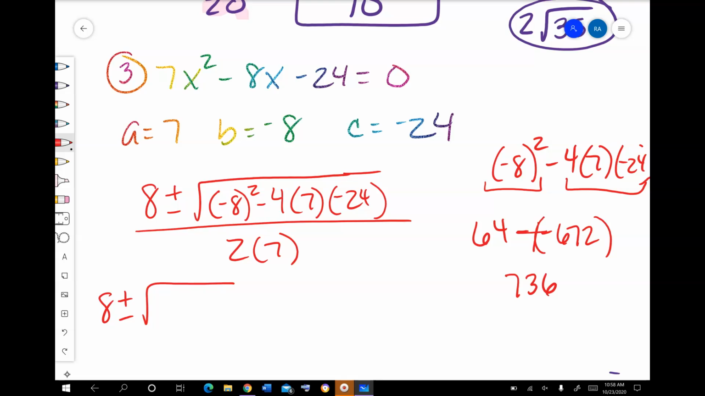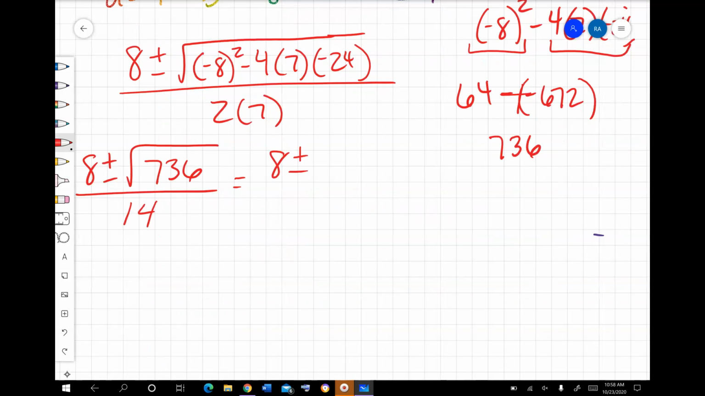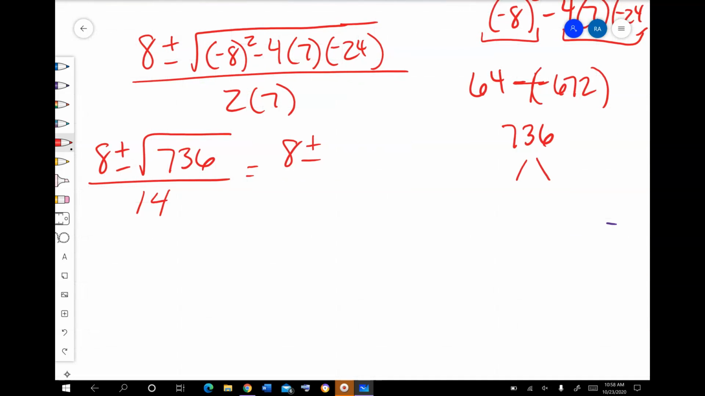Okay? All over 2 times 7, which is 14. Okay? All right. We need to break down this radical. So we're going to come over here and we're going to break down 736. So I'm going to use my calculator. Let's see, 736. Can it be divisible by 8? It is. It's divisible by 8. It's 8 and 92. Well, 8 is 4 times 2, which is 2 times 2.